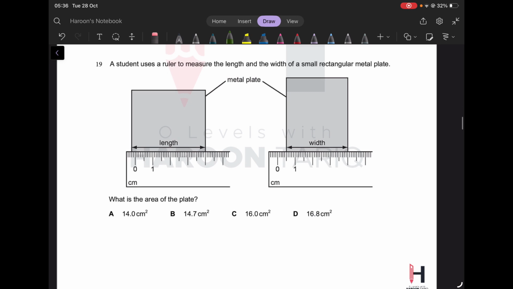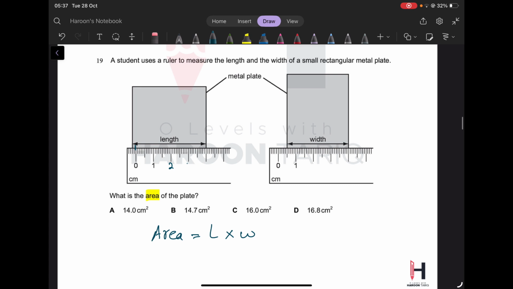Next, a student uses a ruler to measure the length and width of a small rectangular metal plate. What is the area? They're looking for the area of this plate. Now, this is a cuboid shape. The area of a cuboid is actually length times width. Length times width. So I'll first look for the length. So both my length and width have zero error. So over here you see my value is not starting from 0. It is actually starting behind 0, and this would be 2, 3, 4.